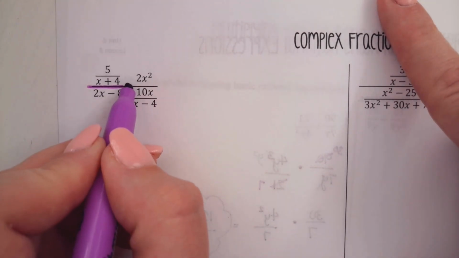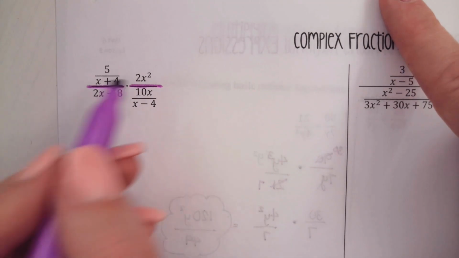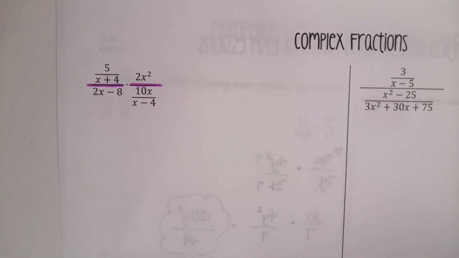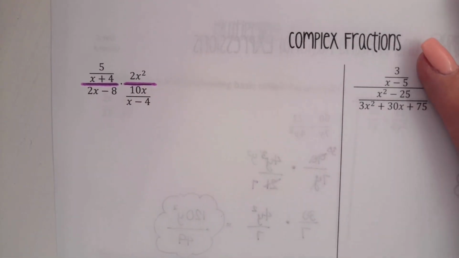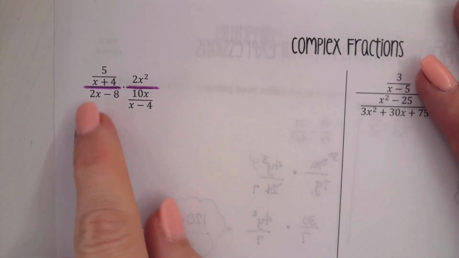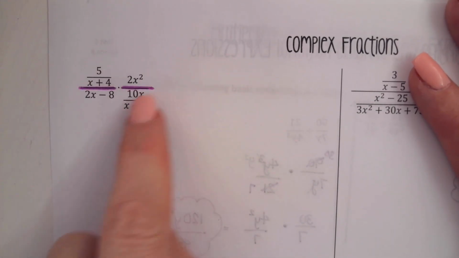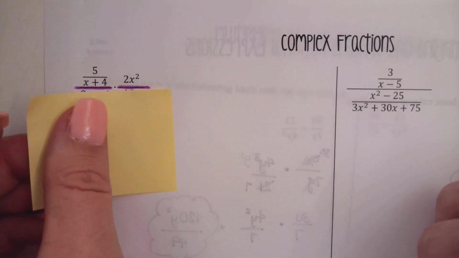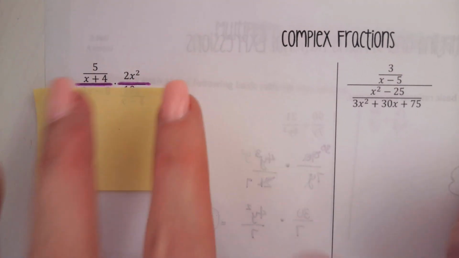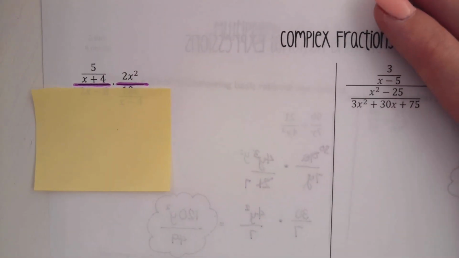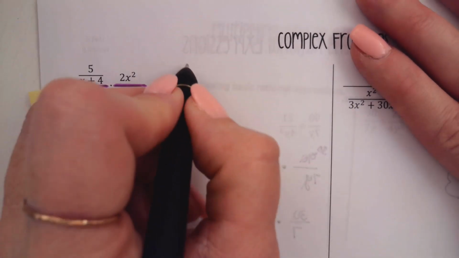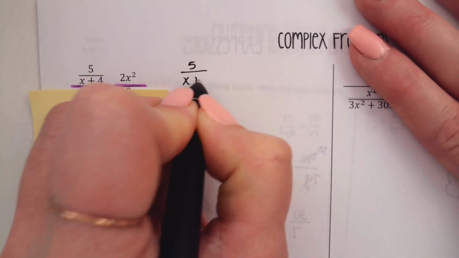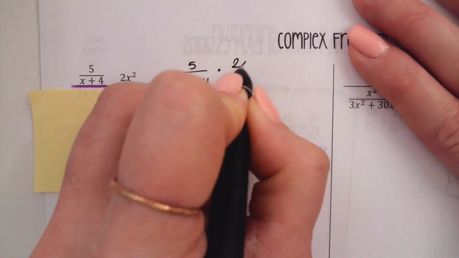And then my second fraction, again, I have that big division bar where this is my numerator, this is my denominator. Okay, so on the top, if we focus in on multiplying the top together, I'm just going to literally cover up the denominator so I don't even see it. So I'm going to simplify the numerator first. I'm going to do 5 over x plus 4 times 2x squared.